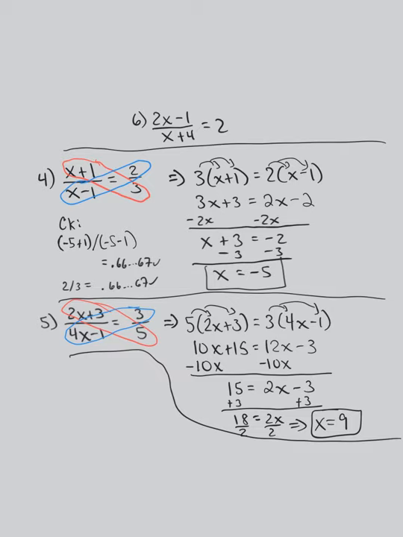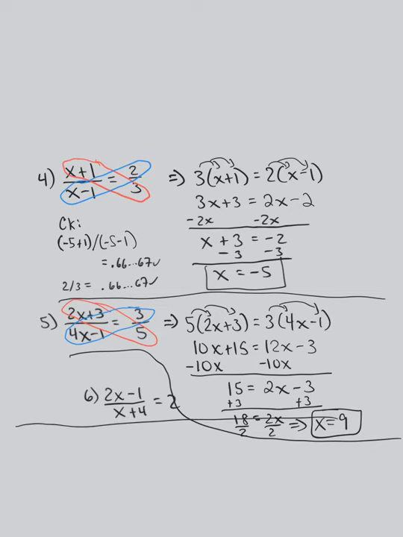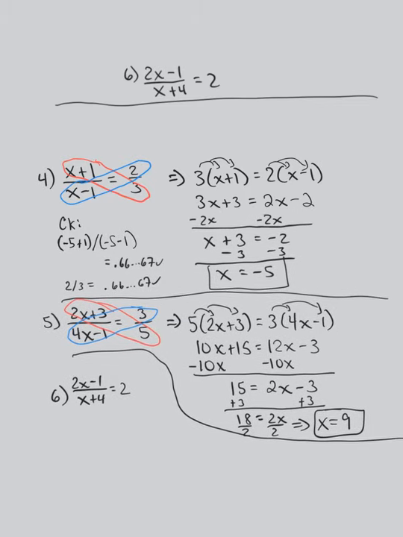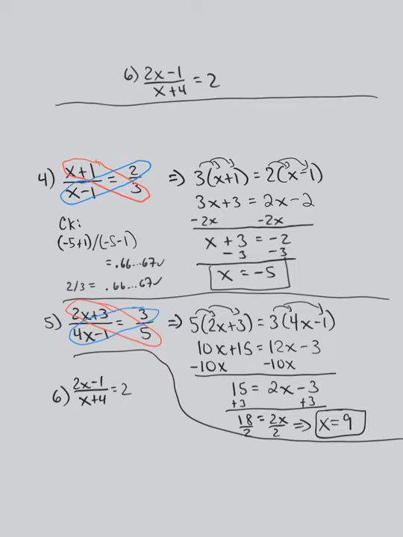Okay, so let's move on to number 6 here. That line moved with me, so I'm just going to rewrite it. For number 6, we have 2x minus 1 over x plus 4 is equal to 2. Now you have to be careful on this one because it's not technically written as a proportion. To have a proportion, we need a fraction equal to a fraction. And so how can I fix that? I can think about that 2 as being 2 over 1.